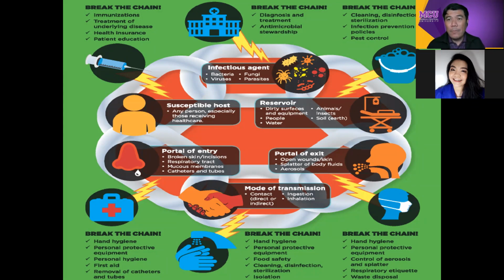And then whenever there is fever, again another one of the manifestations, then you are considered as susceptible host. So these are the examples that we set when it comes to the chain of infection.